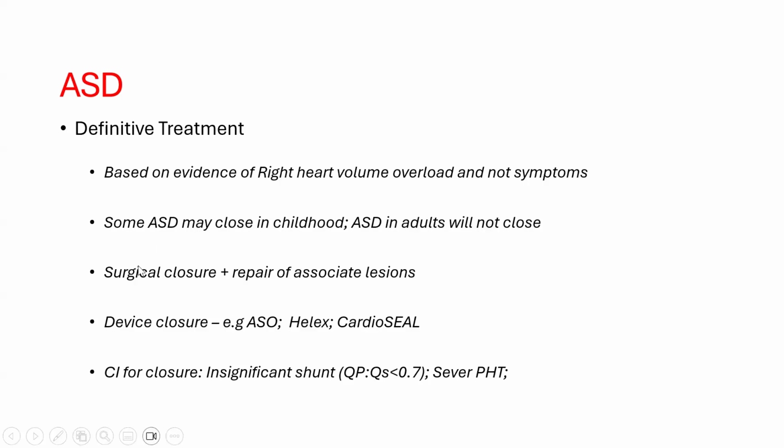The closure can either be surgical, plus repair of the associated lesions. So for instance, if you have a TAPVC with an ASD, you close the ASD and then you reconnect your pulmonary veins. Or we can do device closures, and the commonest devices used are the Amplatzer septal occluders. But we must bear in mind that there are contraindications for closure, both surgically and with device: an insignificant shunt, where your Qp:Qs is less than 0.7; severe pulmonary hypertension, which is not reversible; or, like I said, significantly increased left ventricular end-diastolic pressure.